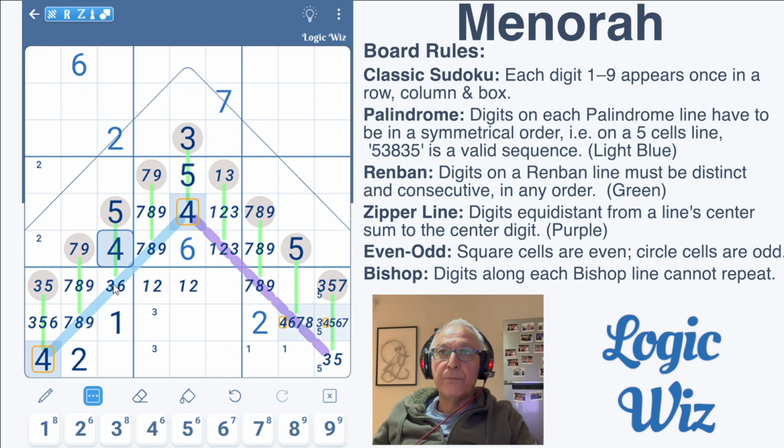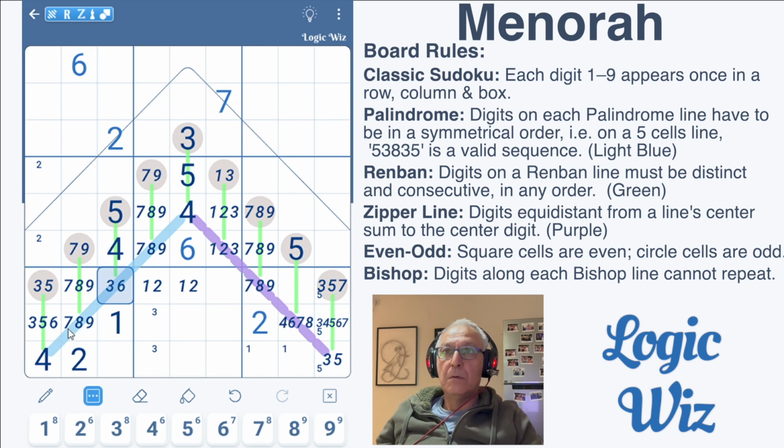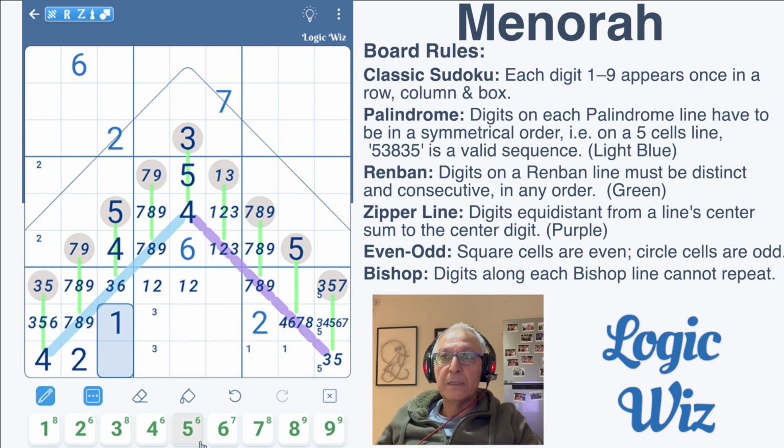And here we have 3 and 6. And we have here a triple, 3, 5 and 6, so this one must be 7, 8 or 9. Here again I missed the 8, 8 cannot go over here, it's only 7 or 9.